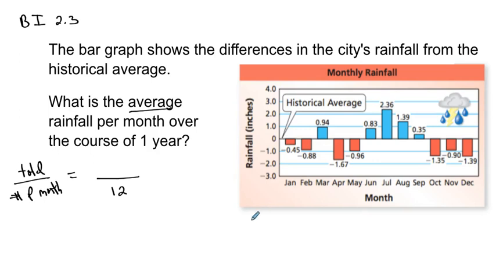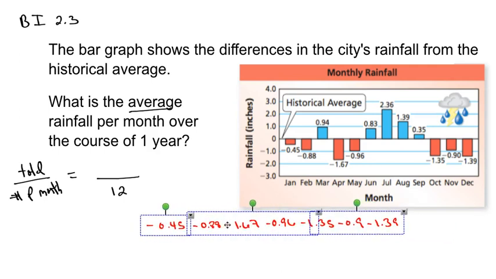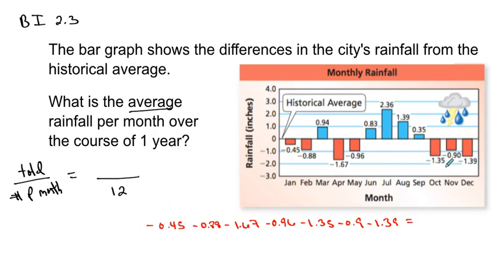So I have negative 0.5, negative 0.45, I have negative 0.88, negative 1.67, negative 0.96, negative 1.35, erase that, negative 1.35, negative 0.9, and negative 1.39. And if I total this, drag these over here. Alright, and if I total all these negative numbers, I'm going to get negative 7.6.